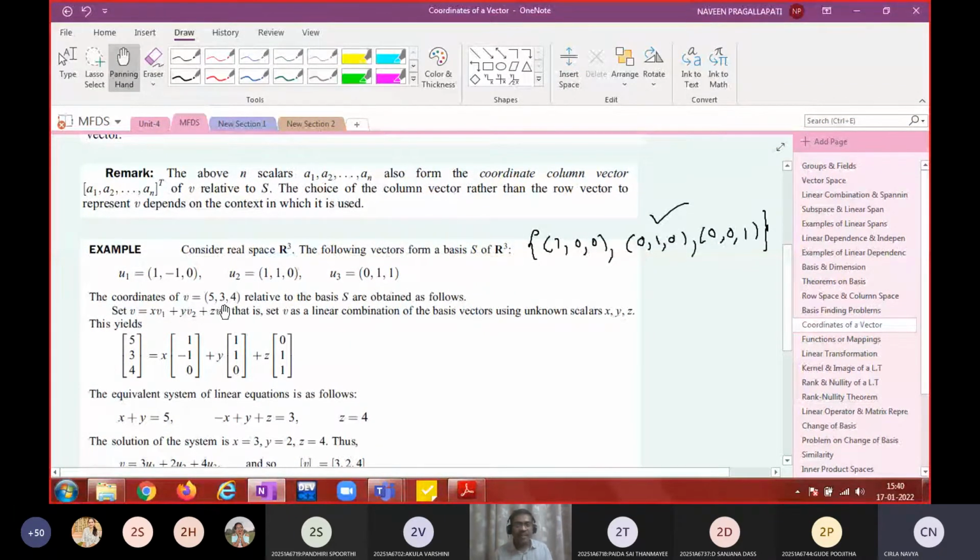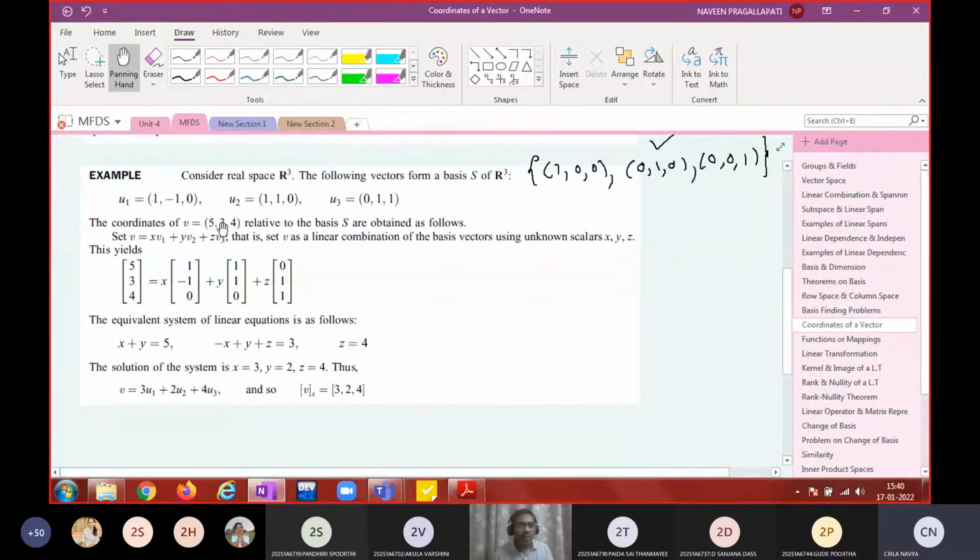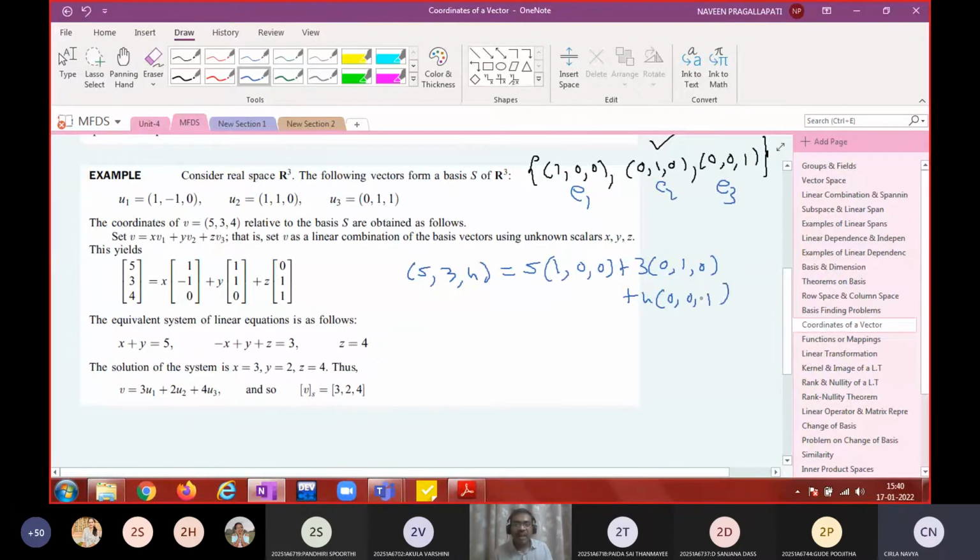Now you take a randomly selected vector (5,3,4). I want to find out the coordinates of this vector relative to this basis. What are the coordinates of this vector relative to the standard basis? Can you see? (5,3,4). Let us call these e1, e2, e3. This can be written as 5 into (1,0,0) plus 3 into (0,1,0) plus 4 into (0,0,1). So this is in the form 5e1 plus 3e2 plus 4e3.